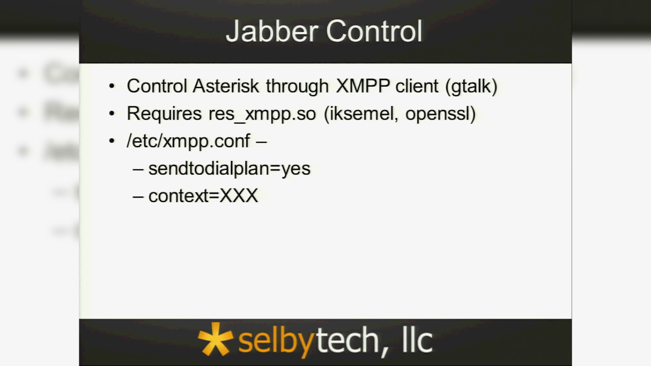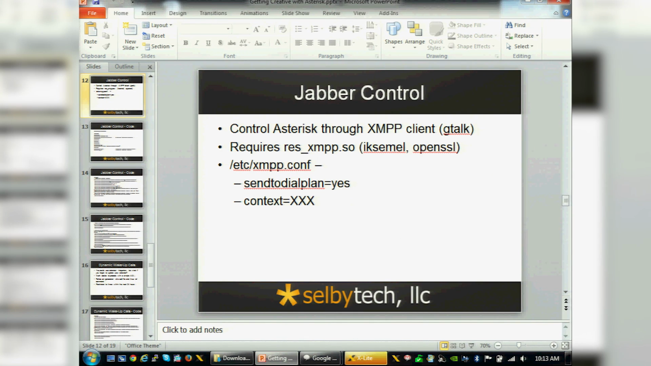These settings right here are enabled in Asterisk 11.5. It may be in some of the other ones, but in xmpp.conf, if you set sendtodialplan=yes, it'll let you send the messages into the dial plan. If you don't have this enabled, or if you have it set to no, when you send a message to your Asterisk XMPP buddy, nothing's going to happen. And then you have to have your context set so that it knows where to send the calls. So before I show you all the code, let me just show you what it does.